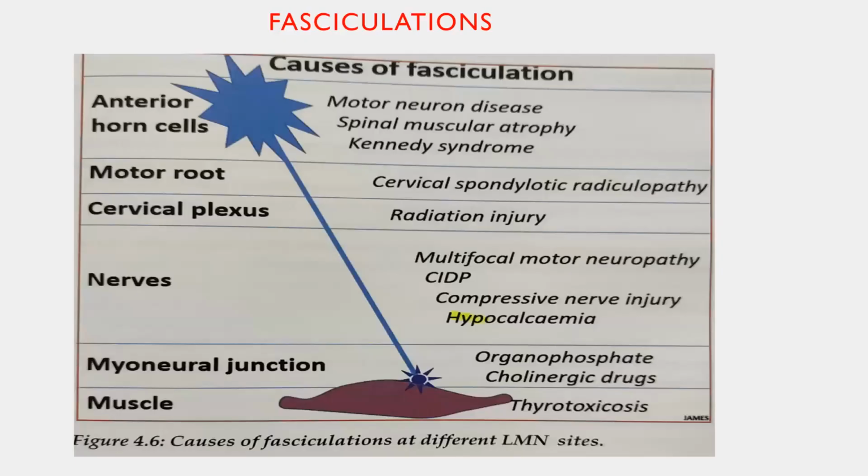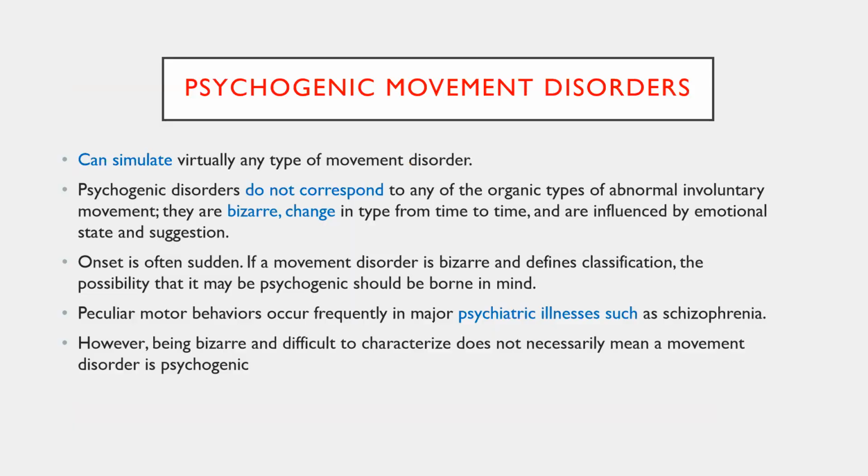So whenever you see fasciculation, don't only think of anterior horn cell disease. Other causes for fasciculations are spinal muscular atrophy, radiculopathies, post-radiation, CIDP, hypocalcemia, compressive nerve injuries, OP compound poisoning, thyrotoxicosis, and peripheral hyperexcitability syndromes like Morvan syndrome. All of these will cause fasciculation. So if your patient has fasciculation, don't put them only into the ALS spectrum. You need to rule out all these causes depending on history and examination.